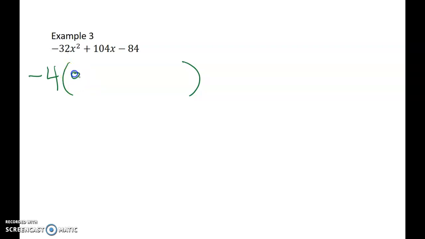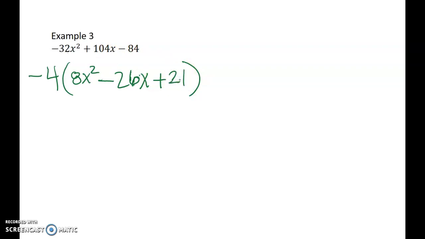Hope this pen will start working better for me. Let's see, 8x squared. There we go. Oh, I made a mistake there. So I have a positive divided by a negative. That's going to actually flip my sign to be a negative. And 4 goes into 10 2 times with a remainder of 2. 4 goes into that 24 6 times. So I get negative 26x. This pen is not cooperating. There we go. And then negative 84 divided by negative 4 is going to give me a positive 21.